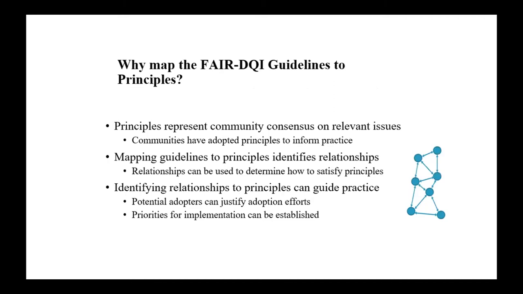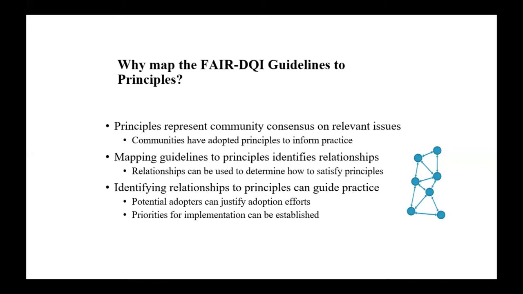Well, thanks. So you might ask, well, why should we map the FAIR DQI guidelines to principles? And basically the principles represent a community effort, that is, communities work together, they achieve consensus on particular issues, and they adopt principles to inform practice and to share that information with other people. When we map the principles to the guidelines, what we're doing is we're identifying relationships that can be used to determine how to satisfy the principles. So, in effect, if we're implementing a particular guideline, we also could be meeting or addressing a particular principle.